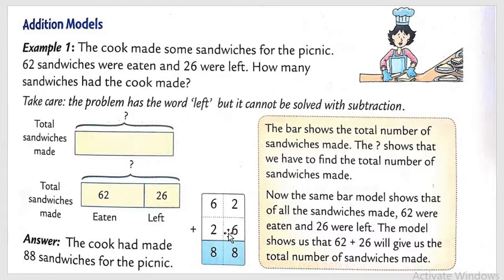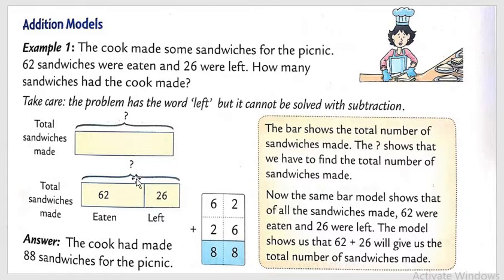We go step by step. So 6 plus 2, do it with your finger: 6, 7, 8. So we write the answer 8. Then further 6 plus 2, so how many, all students? 8. Got my point, all students? That's why 88. So eaten sandwiches and left sandwiches make 88. So we can write: the cook had made 88 sandwiches for the picnic. What is the question? How many sandwiches had the cook made? Understood?